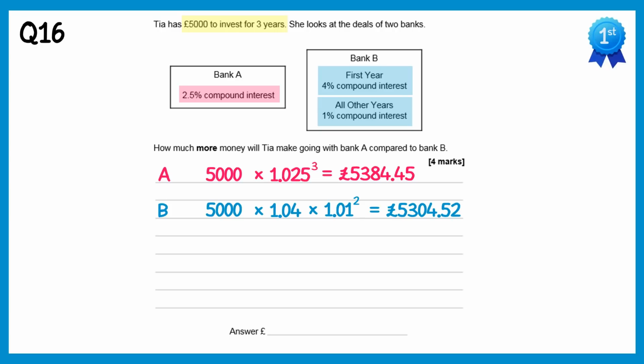Now the question said how much more money will Tia make going with Bank A compared to Bank B. So we'll do the Bank A investment total, take away the Bank B investment total. And that gives you the answer of £79.93.